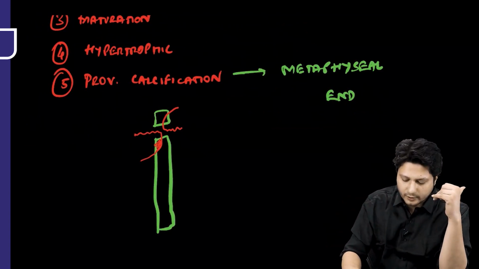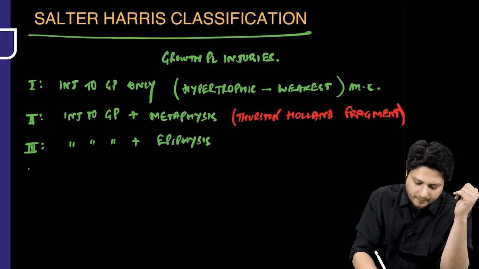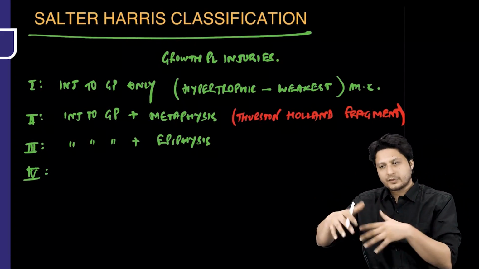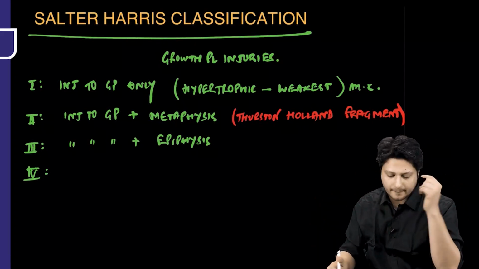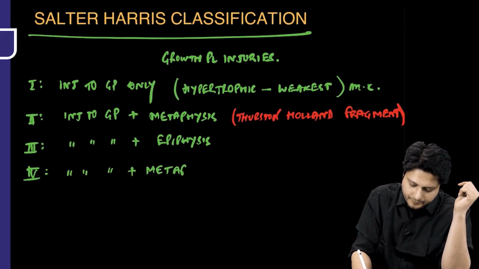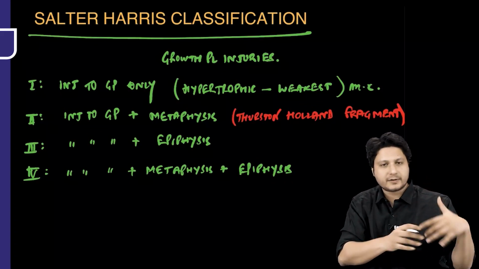So obviously what is going to be type 4? The type 4 injury would be injury to the growth plate, because now the mechanism of injury is increasing, the severity of trauma is increasing. So it will be an injury to the growth plate plus injury to the metaphysis, while there will be an injury to the epiphysis also. Alright, so injury to the growth plate plus epiphysis and metaphysis, that is type 4.